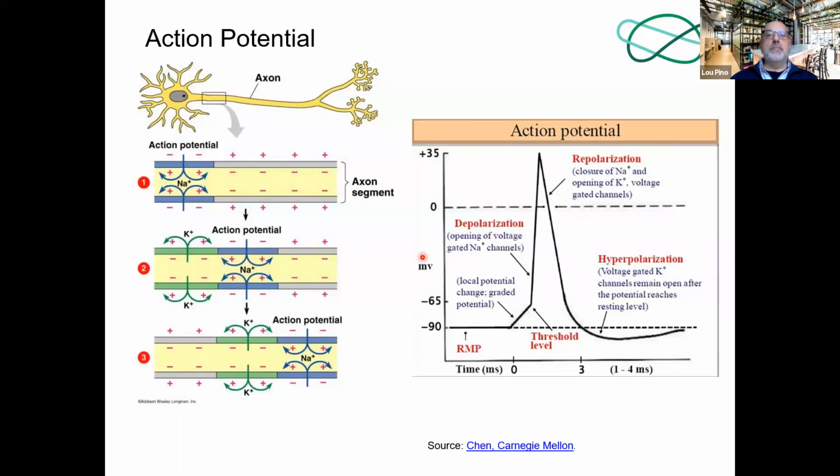When the neuron is at rest, there's a difference in sodium concentration across the axon membrane. So we can see here that there's a lot more sodium on the outside of the axon than there is on the inside. So the concentration of sodium atoms outside the axon creates a voltage difference called the resting membrane potential. And here we see it at minus 90 millivolts.